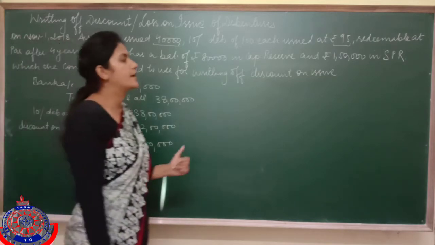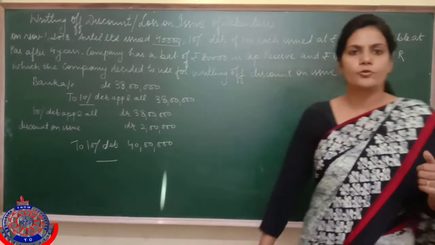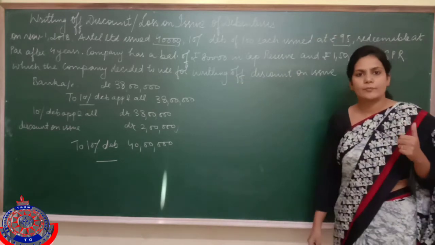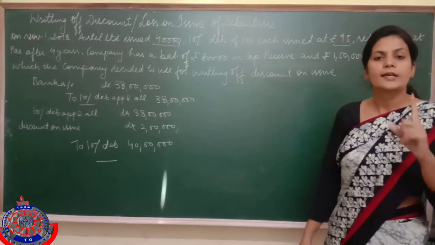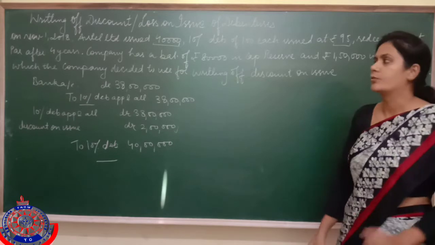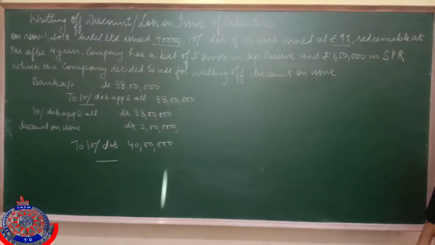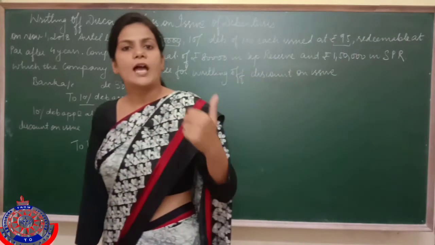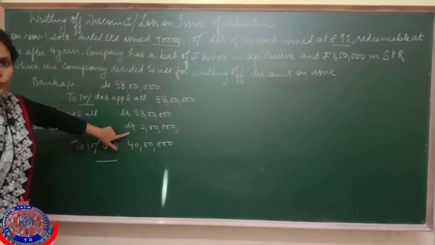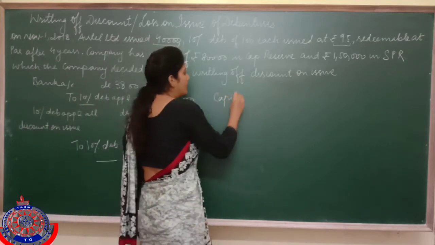So now let's pass the entry for writing off the discount on issue. I told you this discount on issue is a capital loss, right? So for writing off the capital loss, first of all we need to use capital profits, capital reserves, securities premium reserve, and if something is left, only then statement of profit and loss account. Now read the question. It's mentioned that the company has a balance of rupees 80,000 in capital reserve and 1,50,000 in the securities premium reserve. Now capital reserve is always made up of capital profits. So first of all we should use this 80,000 to write off this 2 lakh. So what we did? We used capital reserve.